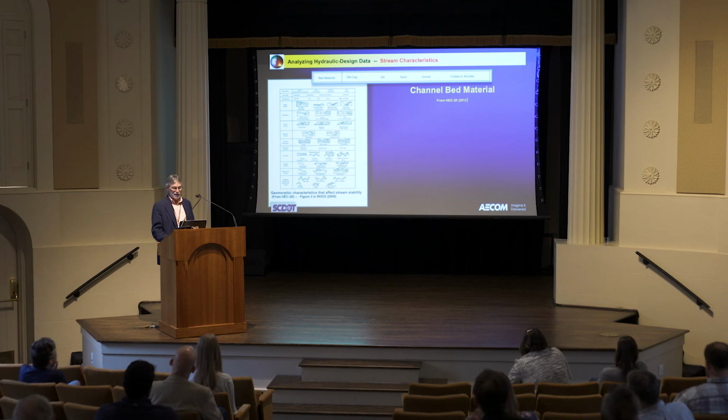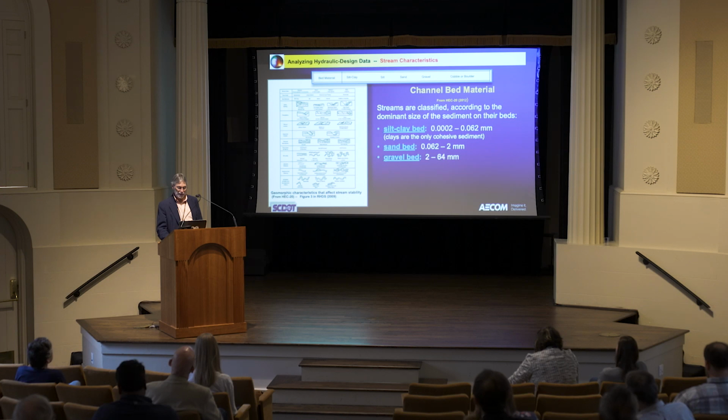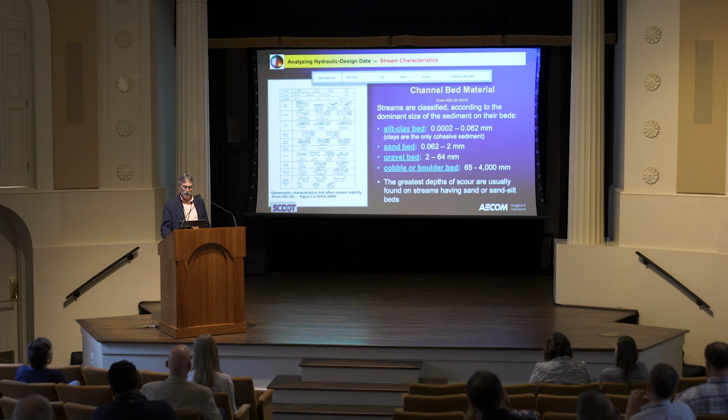Okay, silt, sand, and gravel, these are your various types of channel bed materials. Just briefly go through this. I'm not going to read all of these, but this is what comes out of HEC 20, the range of the various sediment sizes by which they classify these stream characteristics. And of course, sandy soils are going to have the largest potential for scour depth, so you're going to be more thoughtful working with those types of streams.